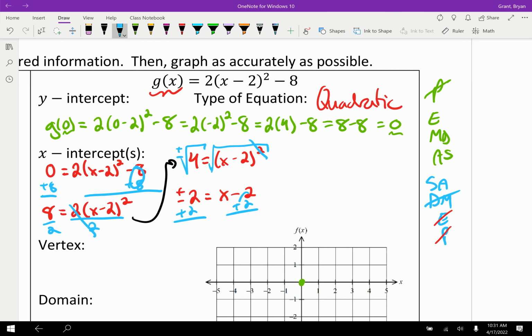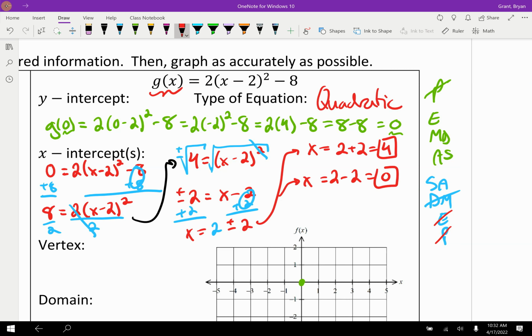Okay. When we do this, 2 cannot combine with the plus minus. Right? This positive 2 that I have here needs to sit in front of the plus minus because we don't know if it's 2 plus 2 or 2 minus 2. And, of course, it is both. So we have x equals 2 plus 2. That's 4. And we also have x equals 2 minus 2, which is 0. So 2 x-intercepts, 4 and 0.